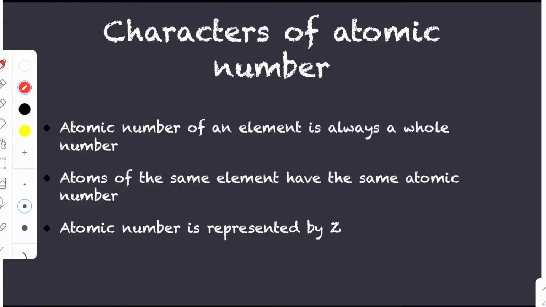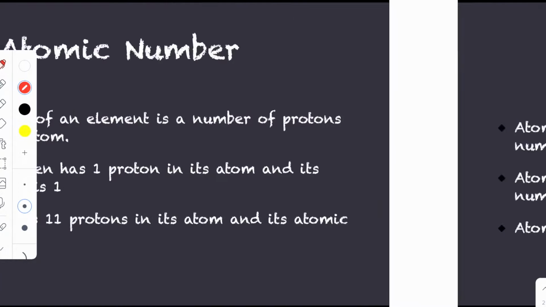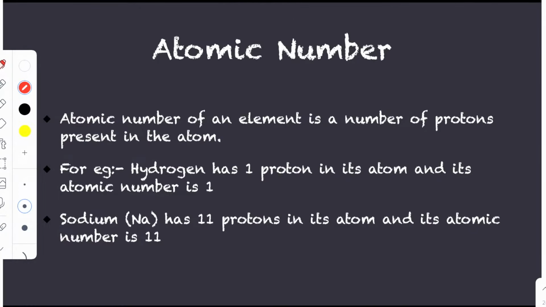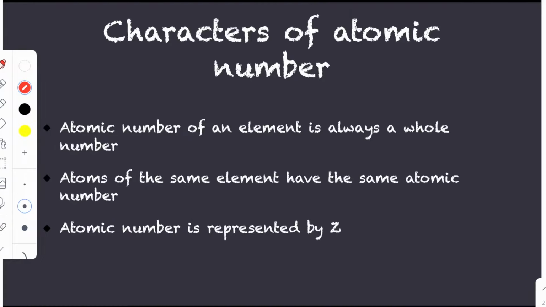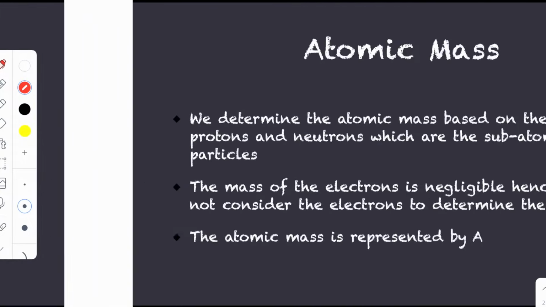An atomic number is represented by Z. So what is atomic number? Atomic number is the number of protons in an atom. We never consider electrons because electrons have no weight, or even if they do have mass, it is negligible. But through experiments, we know that protons have a mass and that's why they were considered for the atomic number. So the number of protons gives you the atomic number. Atomic number would always be a whole number and it is always represented by Z. Atoms of the same element would have the same atomic number. Clear? Let's move on.